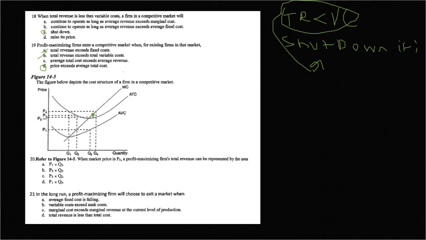All right. A profit maximizing firm's total revenue. All right. Total revenue.